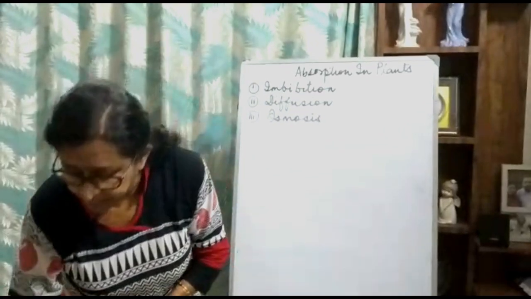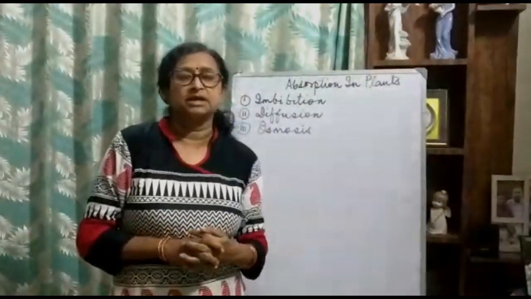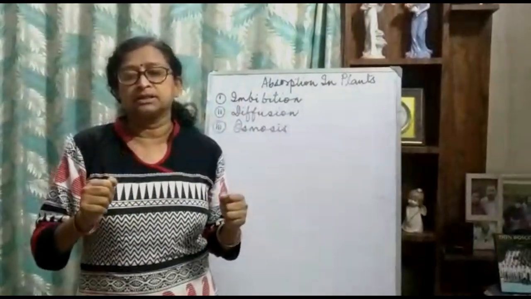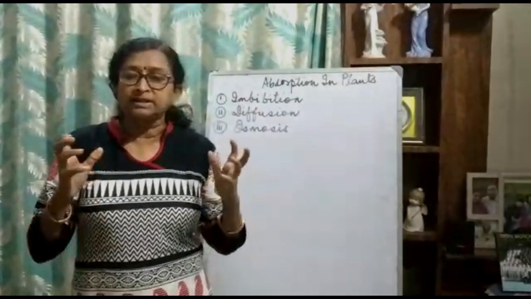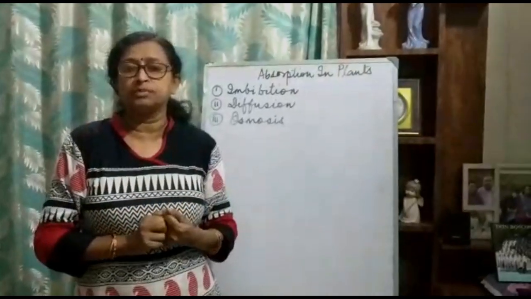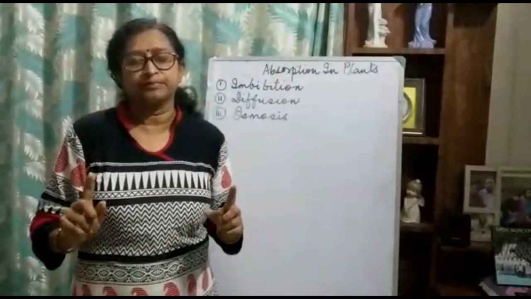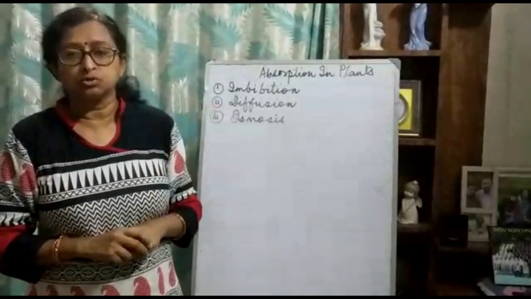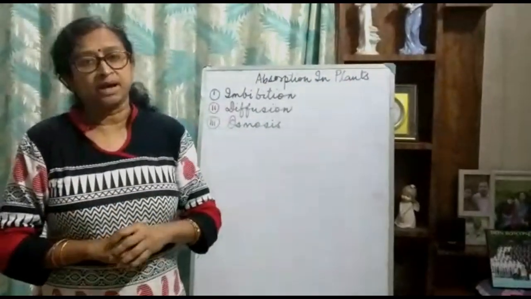Another common example of imbibition is especially during the rainy season, when we see our windows or our door panels get jammed. Why? Because they are made of wood, and this wood is porous in structure and absorbs moisture from the atmosphere and swells up. When they swell up, it is difficult to close or shut them. This is also an example of imbibition.